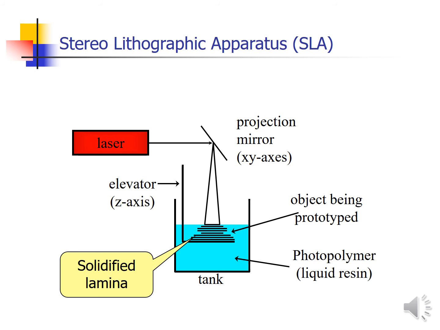The second one is the stereolithography apparatus, SLA. The concept comes from the laser. Inside the machine, we use a laser to solidify the liquid. Then the elevator moves down until the bottom of the tank, and the object will be there.